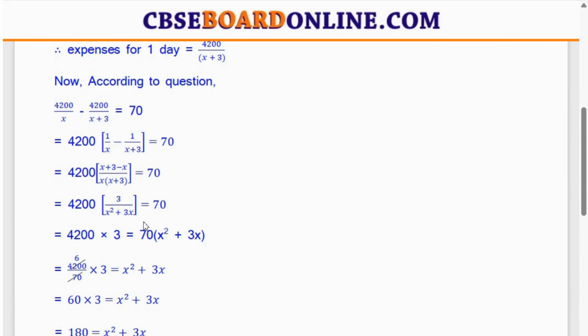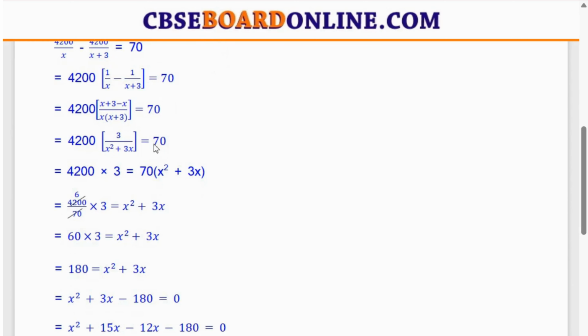Okay, now we have to take the LCM of this particular fraction. If you take LCM, you would get this as LCM. It is 3 upon x square plus 3x, right? I have already solved this part. Okay, you can leave that. Okay, so 4,200 multiplied by 3 is what it is. You can simply write like this upon 70.